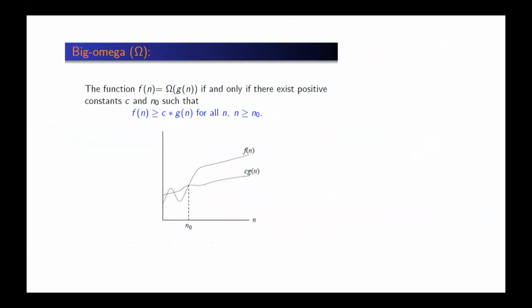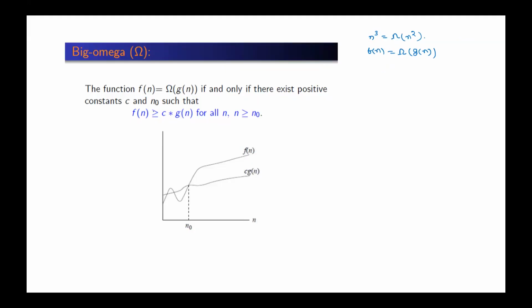Similarly, big omega. We know that n cubed is big omega of n squared. Is this true or not? Yes, true. That means f of n's order of growth is more or equal.